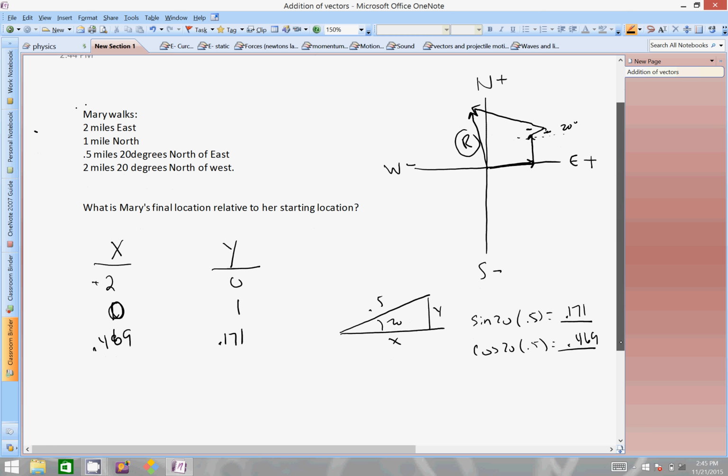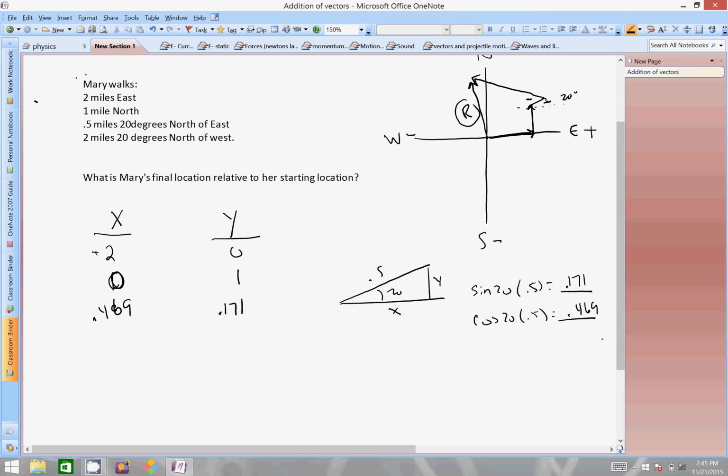Alright, and then one more, we have a little bit different distance here. Now I'm going to show one way to calculate this, and there are others, but this is one way. We're going 2 miles north of west. Quadrant wise, this is what we're doing, and this angle is 20 degrees. This is 2 miles. This would represent my y component, and this would represent my x component.